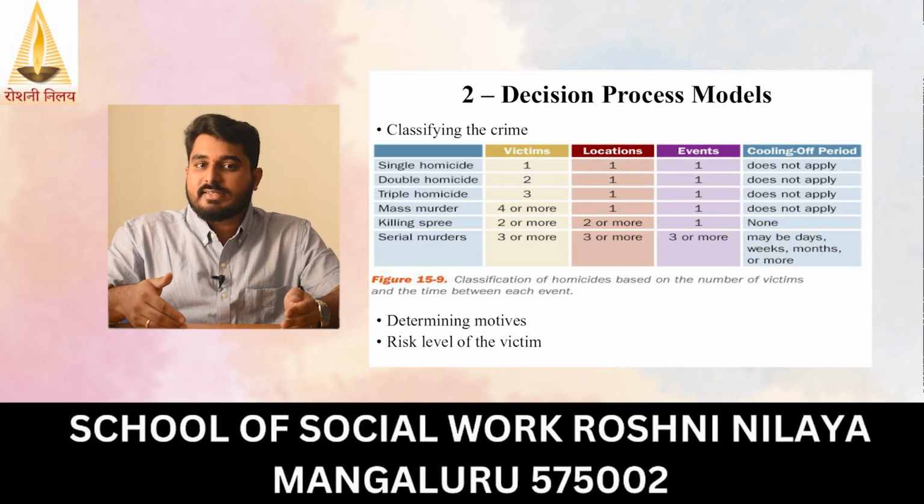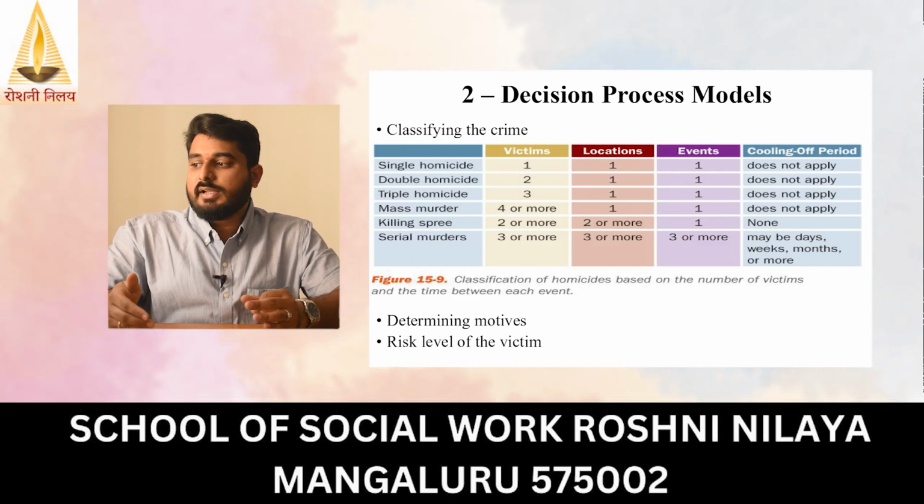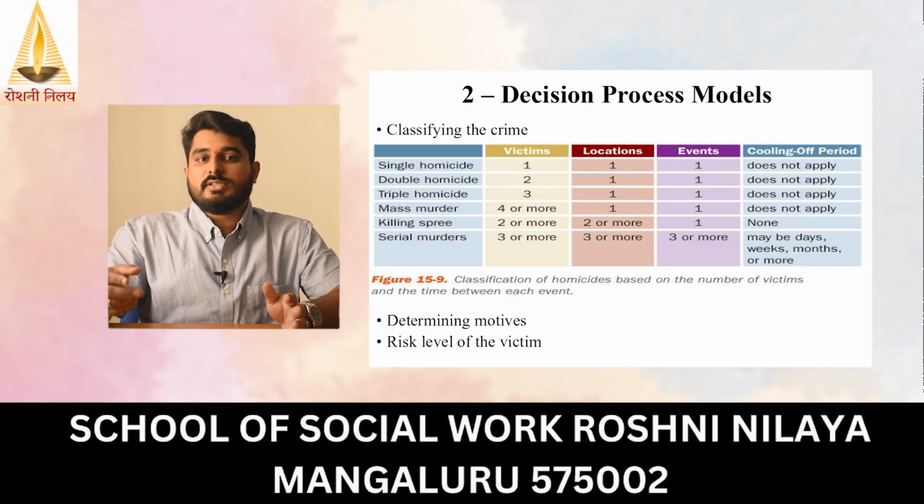When we come to the second stage, it is the decision process model. Here we classify the crime into 6 types. The first one is single homicide, then double homicide, triple homicide, mass murder, killing spree and serial murders. The difference between single, double and triple homicide is only the number of victims. In single homicide 1 victim will be there, in double homicide 2 victims, and in triple homicide 3 victims.